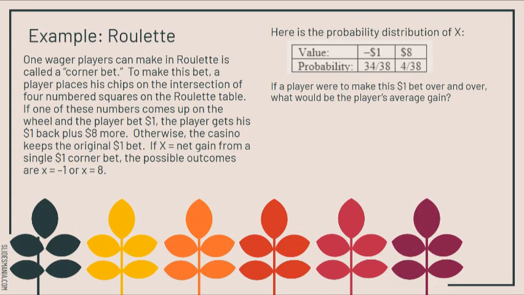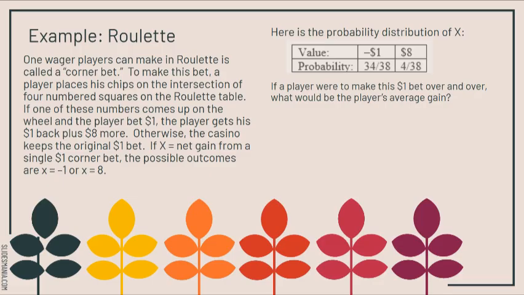All right, let's look at an example with playing roulette. One wager players can make in roulette is called a corner bet. To make this bet, a player places his chips on the intersection of 4 numbered squares on the roulette table. If one of these numbers comes up on the wheel and the player bets $1, the player gets his $1 back plus $8 more. Otherwise, the casino keeps the original dollar bet.